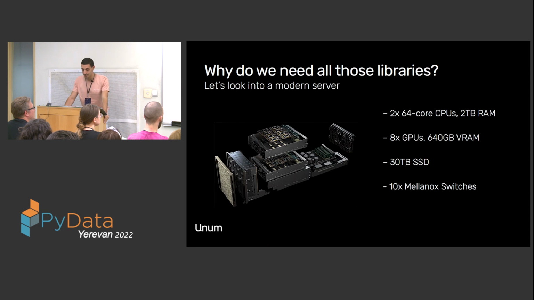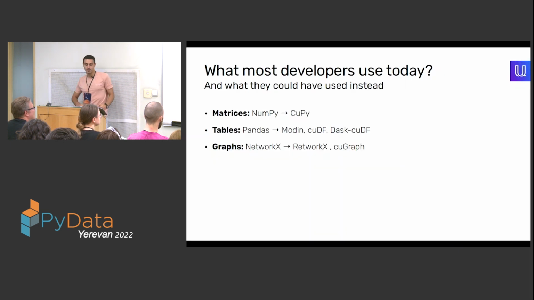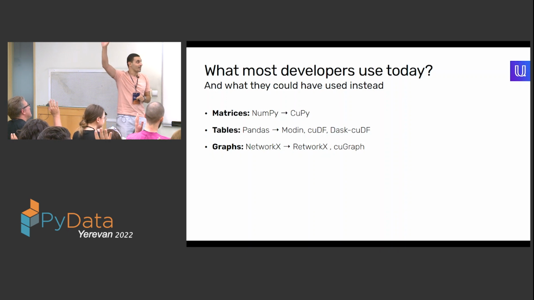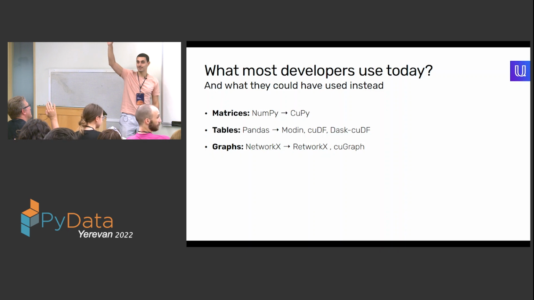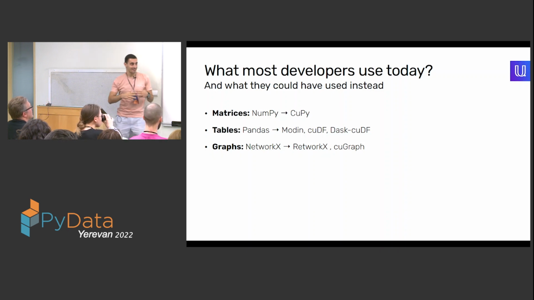Just to get familiar, a modern server would look like this. It's a 6.5 unit rack-mountable server. It will have tons of state-of-the-art SSDs. It will have 64-core CPUs in it and a ton of networking. But even when we start programming those machines, we would oftentimes start with libraries like NumPy, Pandas, and NetworkX. Raise your hands if NumPy sounds familiar, if Pandas sounds familiar, and NetworkX, have you ever used it? OK, far less.